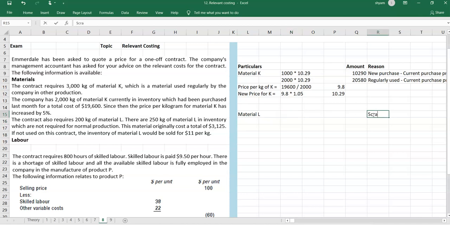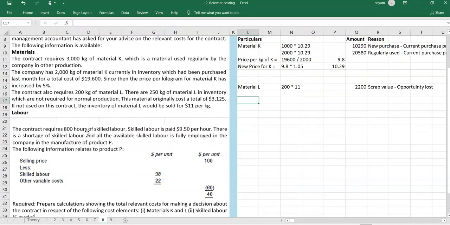So we are taking scrap value. Why do we take scrap value? Because scrap value provides us the opportunity. We could have sold it as scrap, but we couldn't. So that is around 200 kg into 11 per kg. So material L will have a value of this much. Okay, so material L is over.